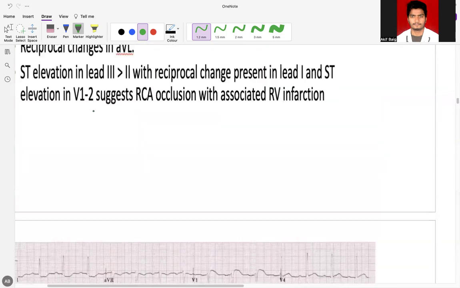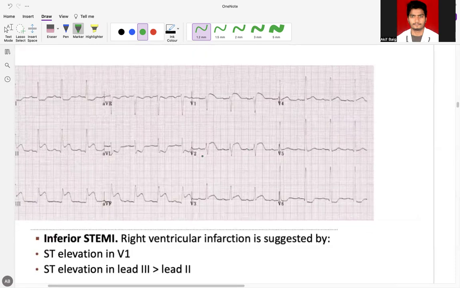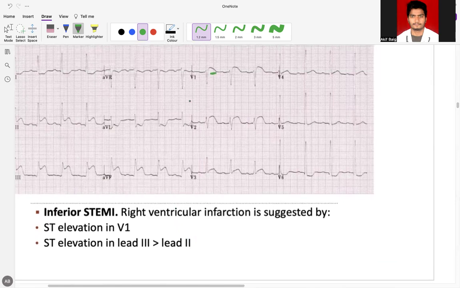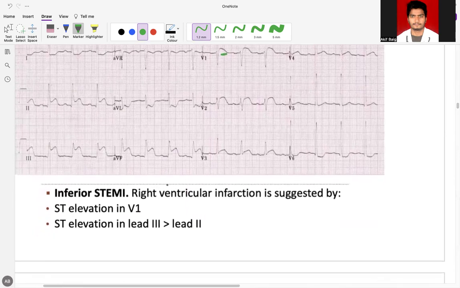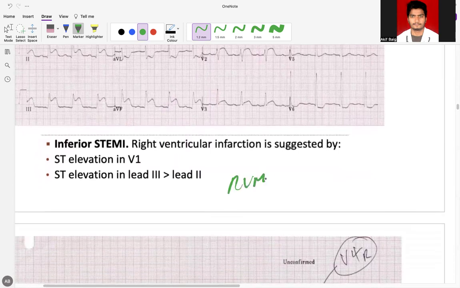So ST elevation in leads V1 and V2 suggests RCA occlusion with associated RV infarction. Same here, you can see ST elevation and infarction. You can see ST elevation in V1, and also ST elevation in lead 3 is more than in lead 2. All of this favors right ventricular MI.